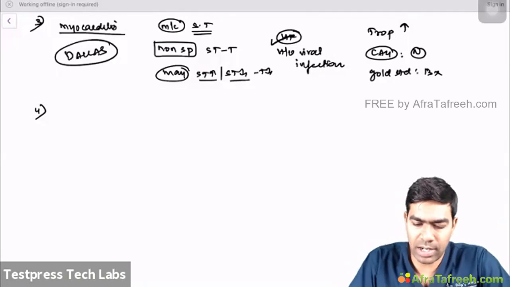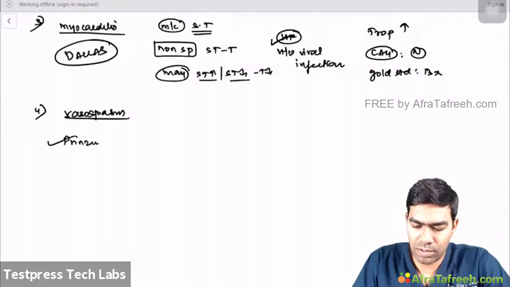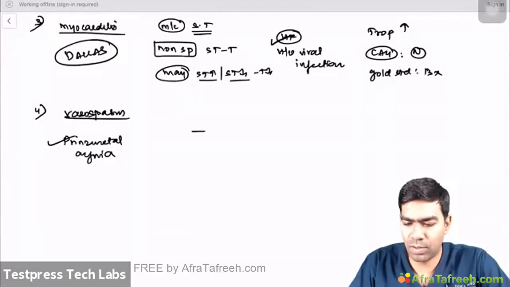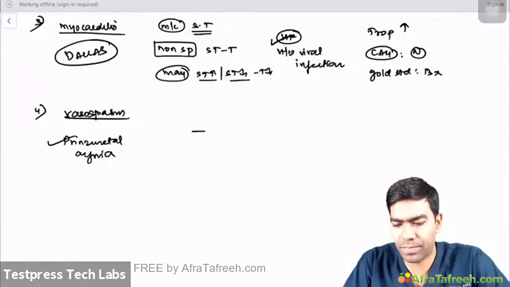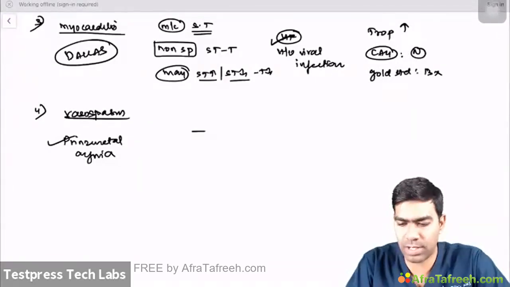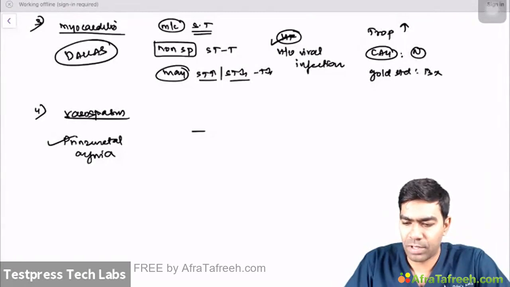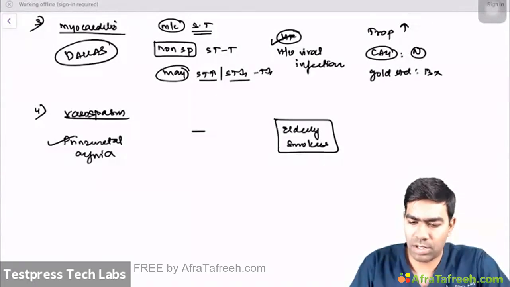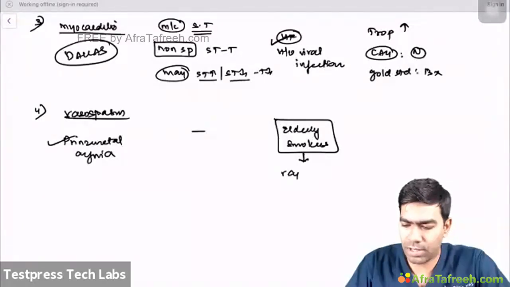Apart from that, you can get ST elevation in many other conditions, like conditions that produce vasospasm. What are the conditions that produce vasospasm? One is Prinzmetal angina, of course. As far as Prinzmetal angina is concerned, they are going to produce ST elevation. There is no specific characteristic of ST elevation here. And usually patients will be elderly and heavy smokers most of the time. So this will be a big clue. Elderly, heavy smokers, and the patient will have a rapid response to nitrates.